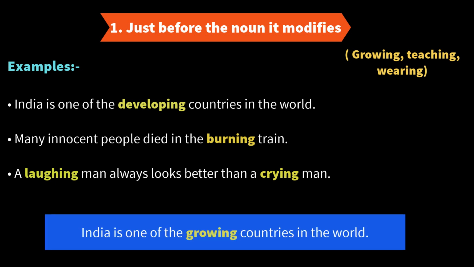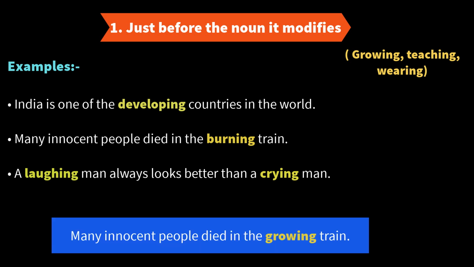Growing. India is one of the growing countries in the world. Makes sense, right? A country can grow, right? Many innocent people died in the growing train. Does it make sense now? It does not make any sense here. A train cannot be growing, right? So it does not make any sense. That's what I'm saying. You gotta figure out whether a verb ending with ing makes sense with a noun or not.